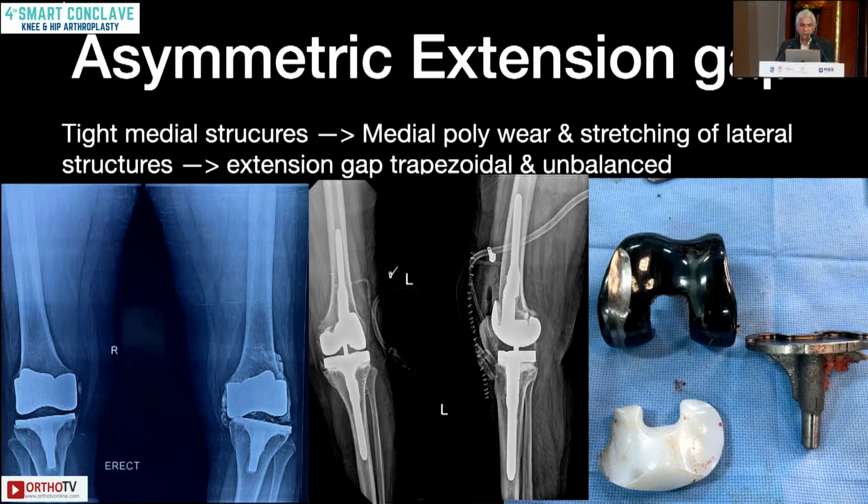Here, unfortunately, you can see that there was a medial ligament avulsion, and that was fixed with an anchor suture. You can also see that whenever such a thing happens, there is always more wear and tear of the poly on the medial and the posterior aspect.